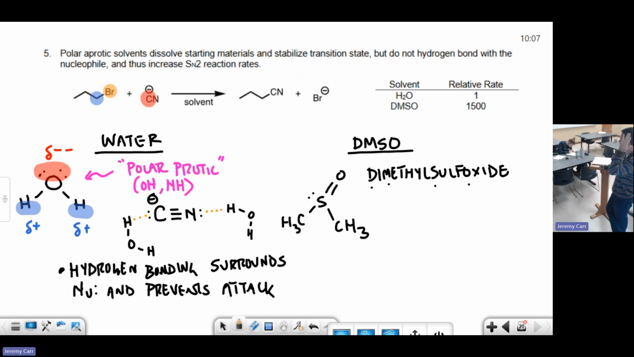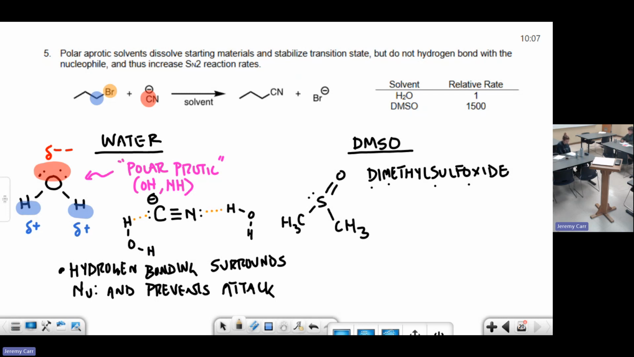Where do we buy DMSO? You can buy it a tub full at Tractor Supply. It's really cheap. It is not food for chickens, but good guess on this one. It comes in a tub, usually in a gelatinous state, although pure DMSO is a liquid. It's not a gel at all.